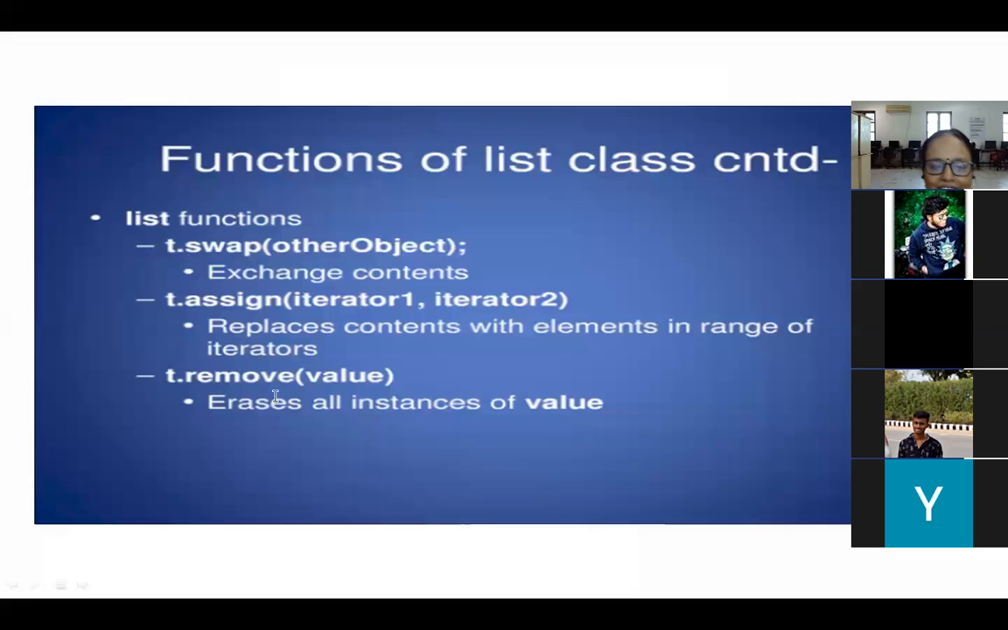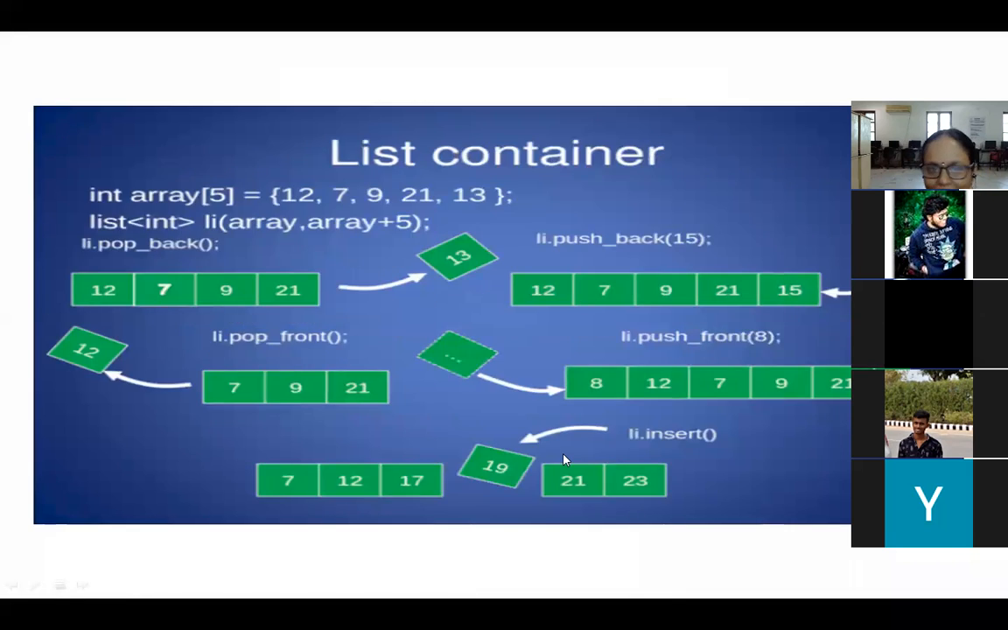But you all know that for swapping I can use T dot swap, T dot assign, T dot remove. All these options are available in the functions of the class: pop back, push back, pop front, push front, insert. You all understand? These are containers. We have seen vectors; similarly, the list container is one more. We all know a container will always hold the data. Don't forget that.